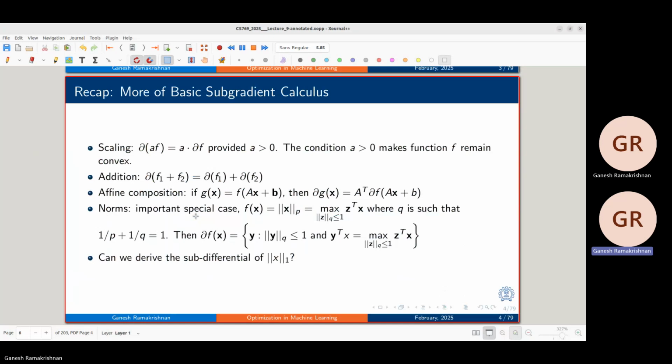And to make a little bit more sense, you might find it a bit esoteric.